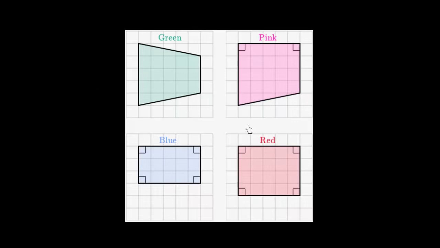We have four quadrilaterals drawn right over here. And what I want us to think about is looking at this green quadrilateral here. I want you to pause the video and think about which of these figures have the same area as the green quadrilateral. And so pause the video now and think about that.